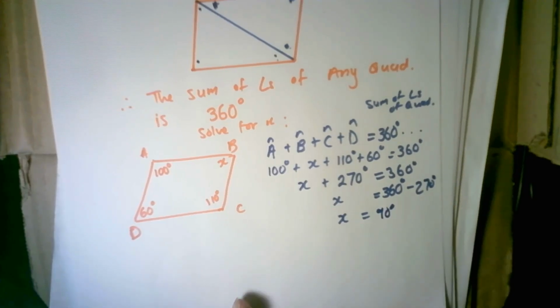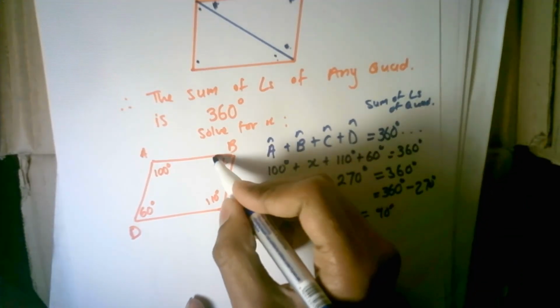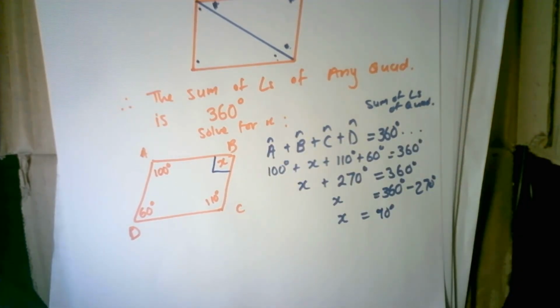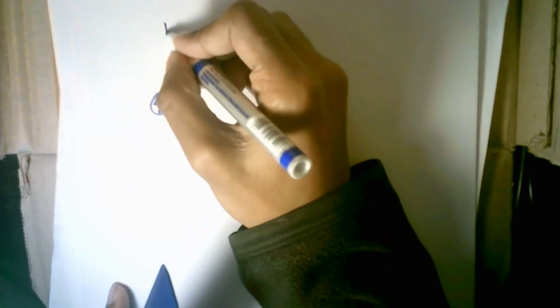So technically, this is a right angle. If I take 90 plus 100 plus 60 plus 110, that gives me 360 degrees. So we just proved that this is actually a 90-degree angle. That is the first thing we know about a quadrilateral, that the sum of angles of a quadrilateral is equal to 360 degrees. Now let's look at each type of quadrilateral that we have. The first type of quadrilateral that we have is a parallelogram.